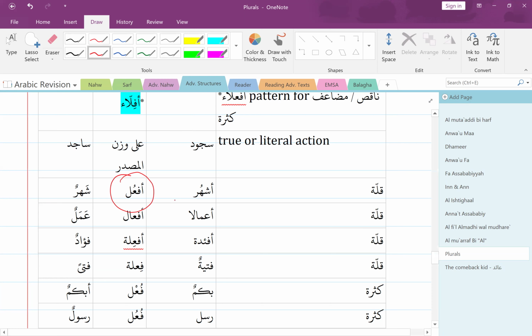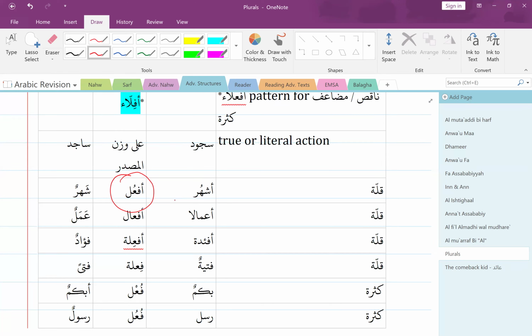So when Allah talks about ashhurun hurum, minhum arba'atu ashhurun hurum. Maybe I'm messing up the ayah, probably. But the idea is he talked about 4 months that are holy months. Yeah. So you can see 4 is between 3 to 10. So it's jam'u qilla. So this pattern af'ulun, ashhurun.